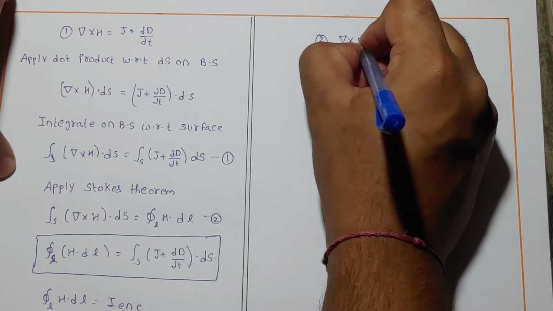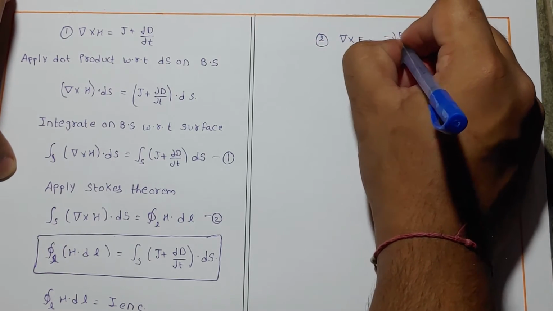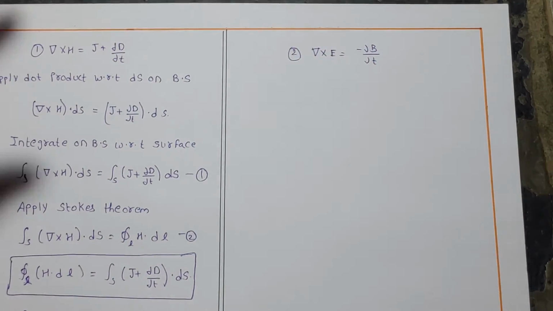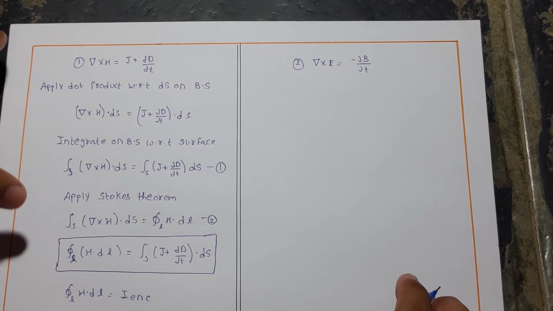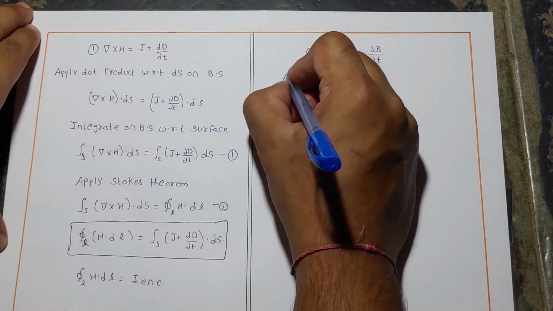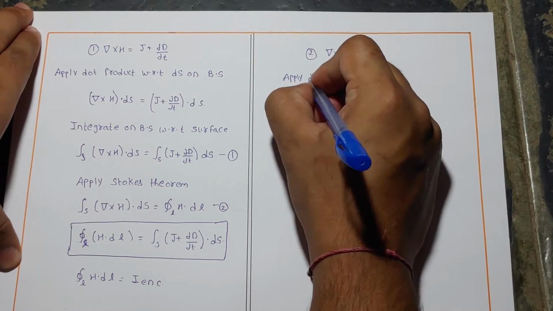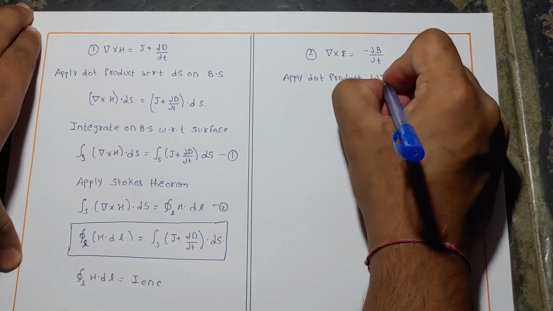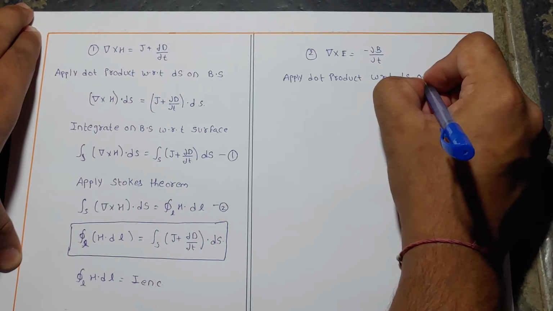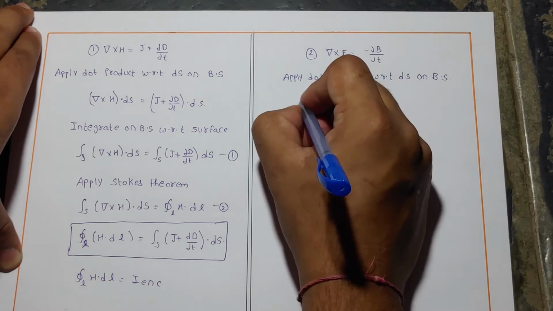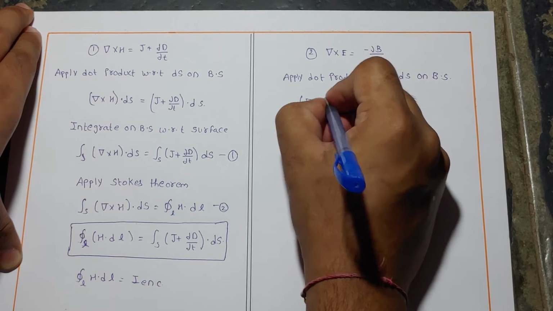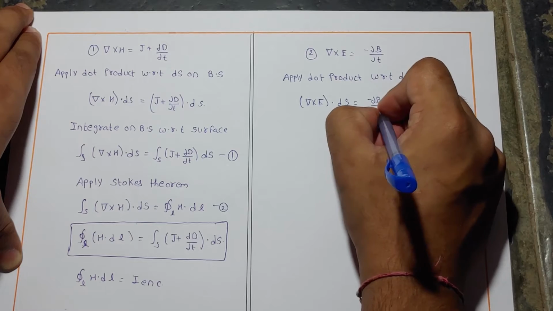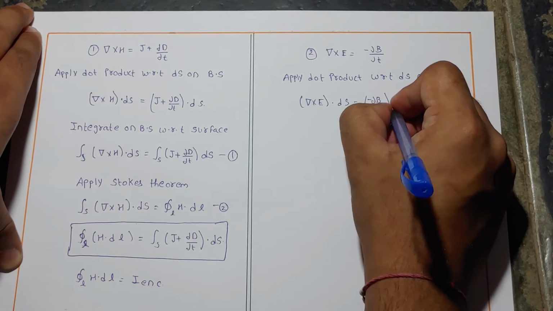Now let us solve for the Maxwell's second equation in time varying field, that is del cross E is equal to minus dou B by dou T. In the same way, apply dot product with respect to ds on both sides, that is del cross E dot ds is equal to minus dou B by dou T dot product ds.